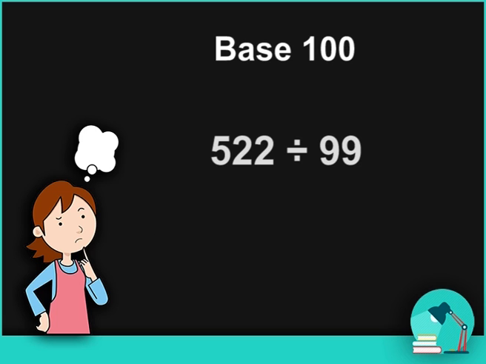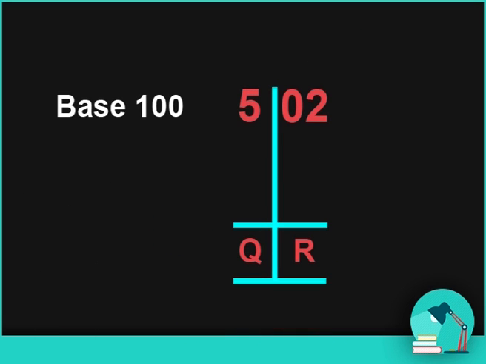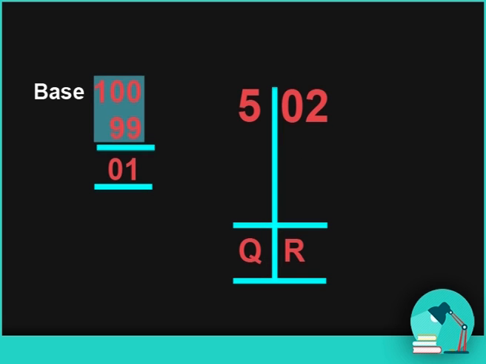And 100 has how many zeros? 100 has 2 zeros. Therefore, the right hand side of the dividend must contain 2 digits. So, we will split the dividend as shown. Take the difference of the base and the divisor, which is 100 minus 99, 1. We will write 01 instead of 1. If you write 1, you will end up with the wrong division.